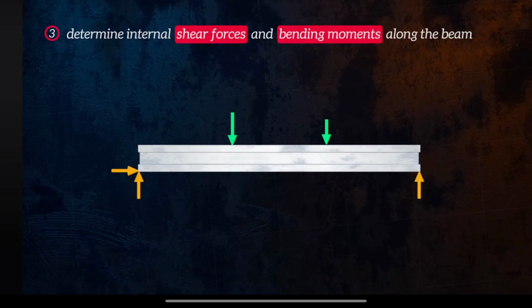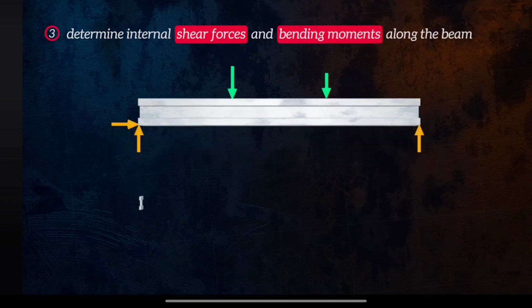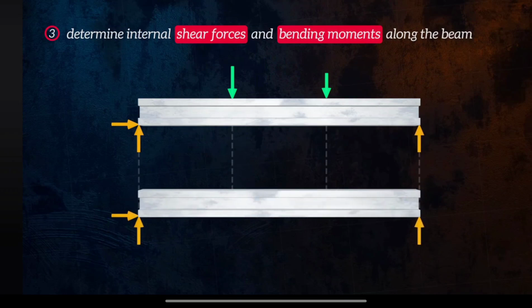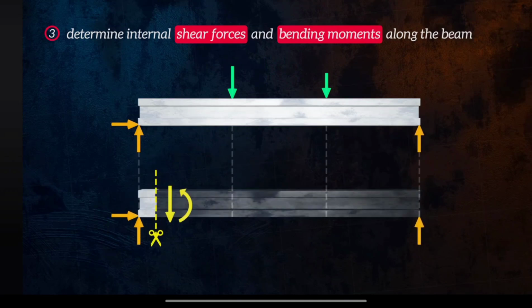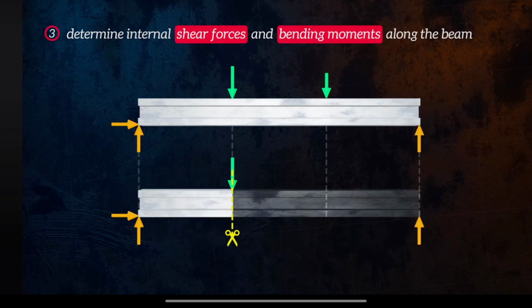To do this, we will use the concept of equilibrium again. If we cut our beam at any location, the internal forces and moments need to cancel out the external forces and moments so that equilibrium is maintained. This allows us to easily calculate the shear force and bending moment at each location along the beam. All we need to do is start from one side of the beam and move the location of the cut along the beam, calculating the shear forces and bending moments as we go.